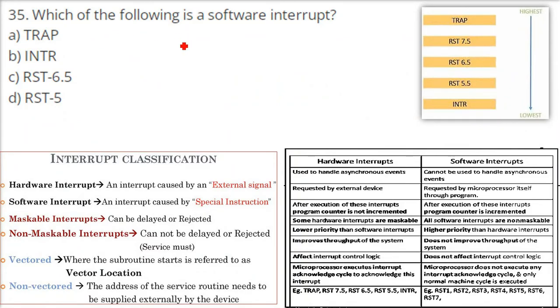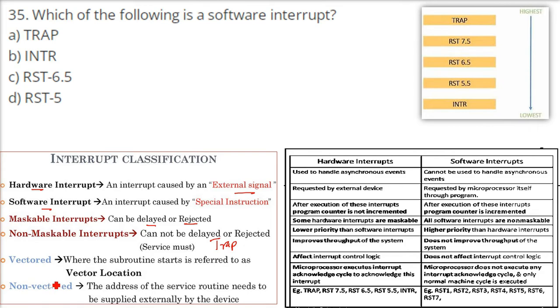Which of the following is a software interrupt? See, there are 2 types of interrupt: hardware interrupt and software interrupt. Hardware interrupt is coming from an external signal, that is, some hardware is giving the interrupt. Software interrupt is a special instruction which comes up as the result of the software itself, or the language itself, or the program itself. There are certain maskable interrupts that can be delayed, rejected or ignored. There are certain non-maskable interrupts that cannot be delayed or rejected. Trap is a non-maskable interrupt, others are maskable.